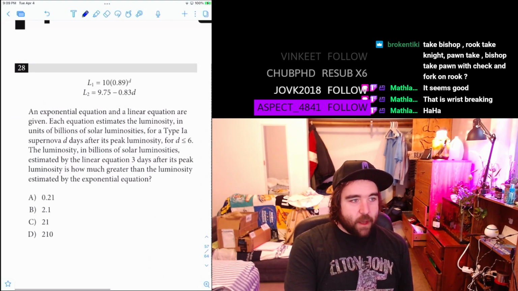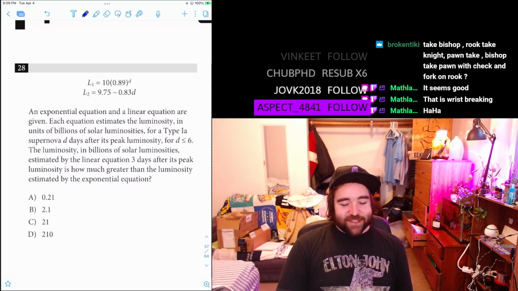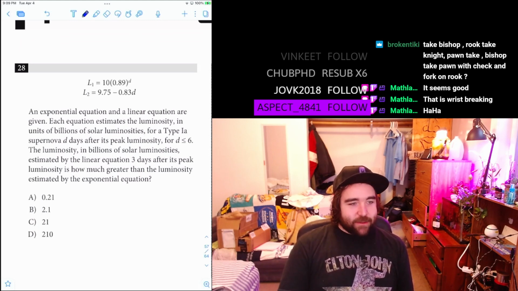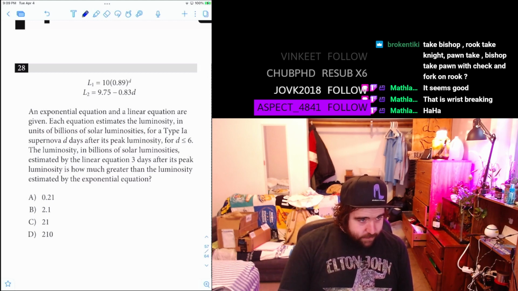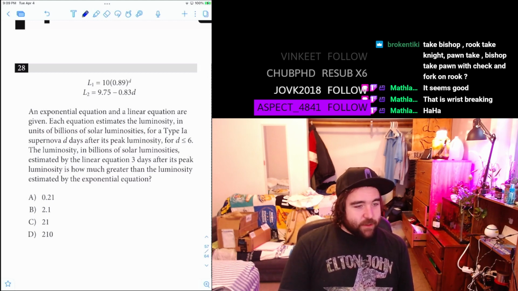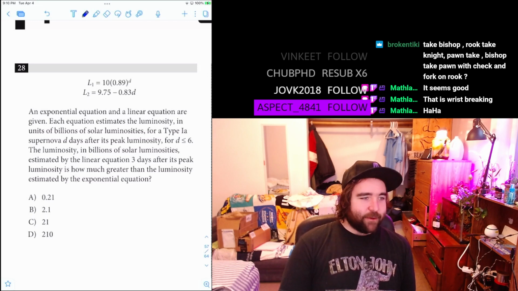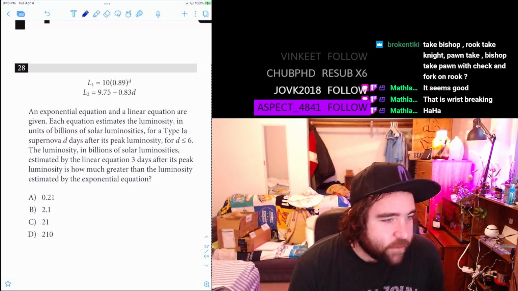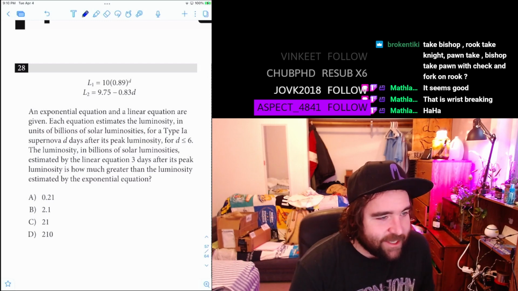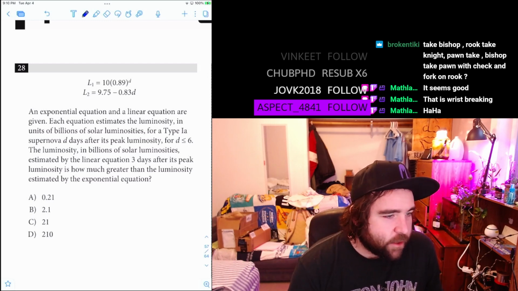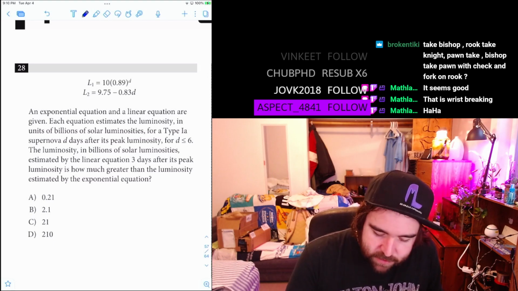Okay. An exponential equation and a linear equation are given. Each equation estimates the luminosity in units of billions of solar luminosity for a type 1a supernova. How much greater is the luminosity in billions of solar luminosities estimated by the linear equation 3 days after its peak luminosity than the luminosity estimated by the exponential equation? Okay, maybe I need to read this better. Each equation estimates the luminosity in billions of solar luminosities d days after its peak. So estimated by the linear equation 3 days after its peak. Okay, so this is just a calculator thing as well.